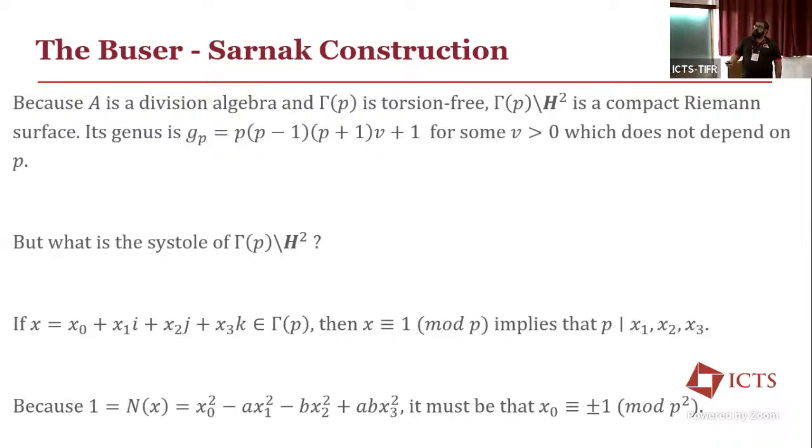What's the systole? Well, if we have something in gamma p and we look, well, then x is congruent to 1 mod p, which means p divides x3, x2, and x1. Okay, if p divides x1, then p squared divides x1 squared. p divides x2, p squared divides x2 squared, etc. So the reduced norm is 1. That means mod p squared, x0 squared is 1, so x0 is plus or minus 1 mod p squared.